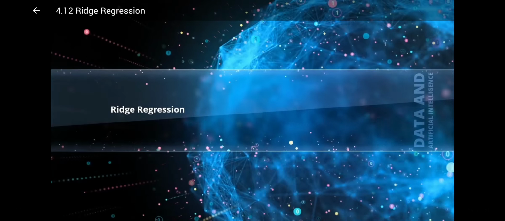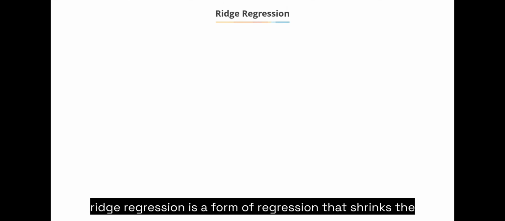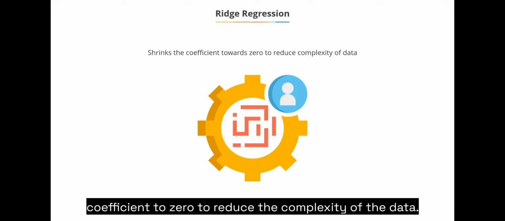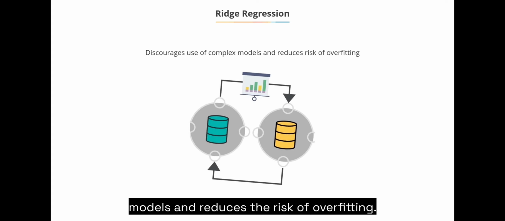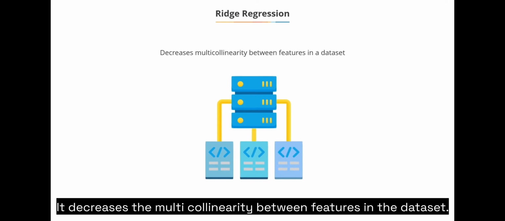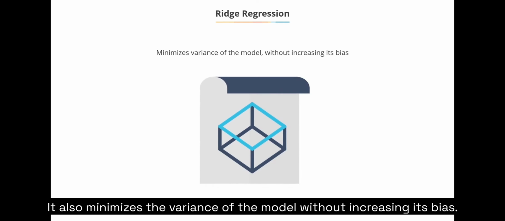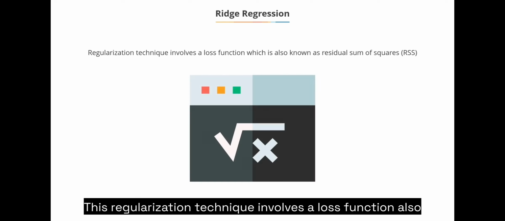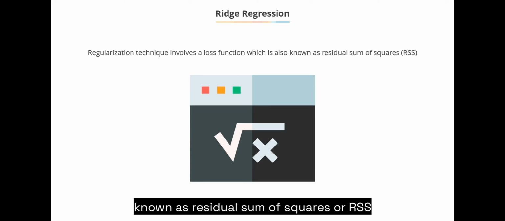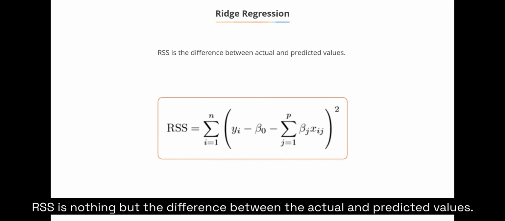Ridge regression. Ridge regression is a form of regression that shrinks the coefficient towards zero to reduce the complexity of the data. This technique discourages the use of complex models and reduces the risk of overfitting. It decreases the multicollinearity between features in the dataset. It also minimizes the variance of the model without increasing its bias. This regularization technique involves a loss function, also known as residual sum of squares, or RSS. RSS is nothing but the difference between the actual and predicted values.